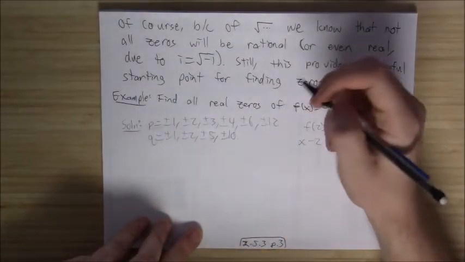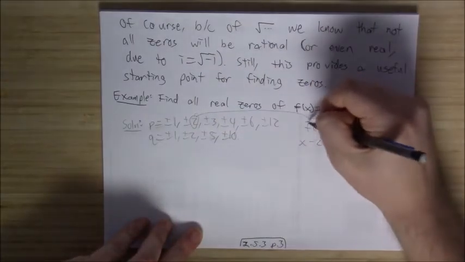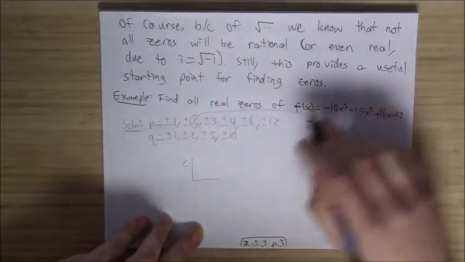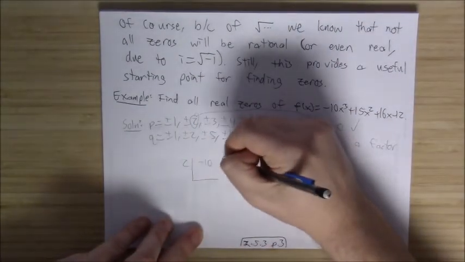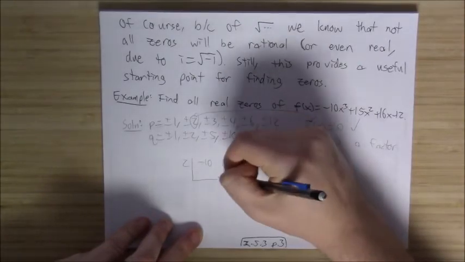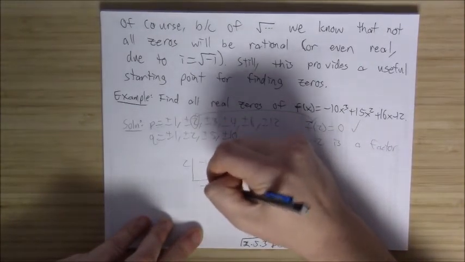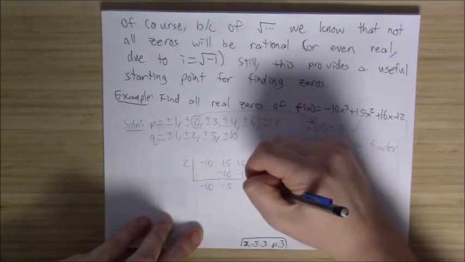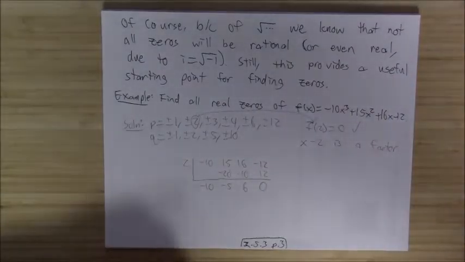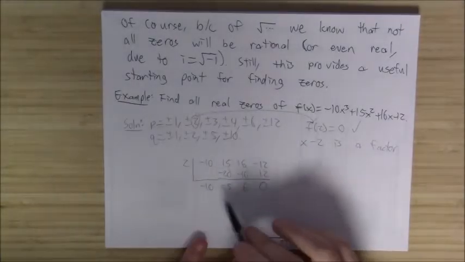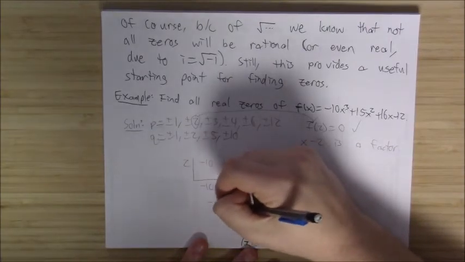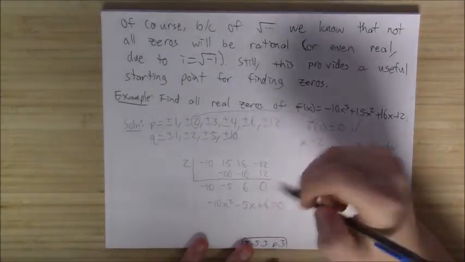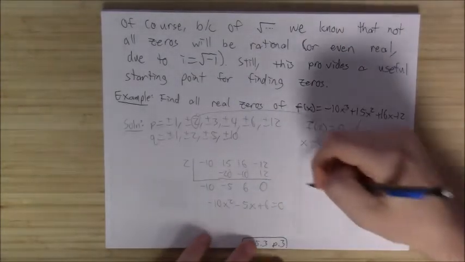So we have that, dividing out by 2. Our coefficients are negative 10, 15, 16, and negative 12. Then negative 10 comes down, negative 20, negative 5, negative 10, positive 6, positive 12, 0. So, using that, we now know that what we have left is negative 10x squared minus 5x plus 6 equals 0. In other words, we now can use the quadratic formula.